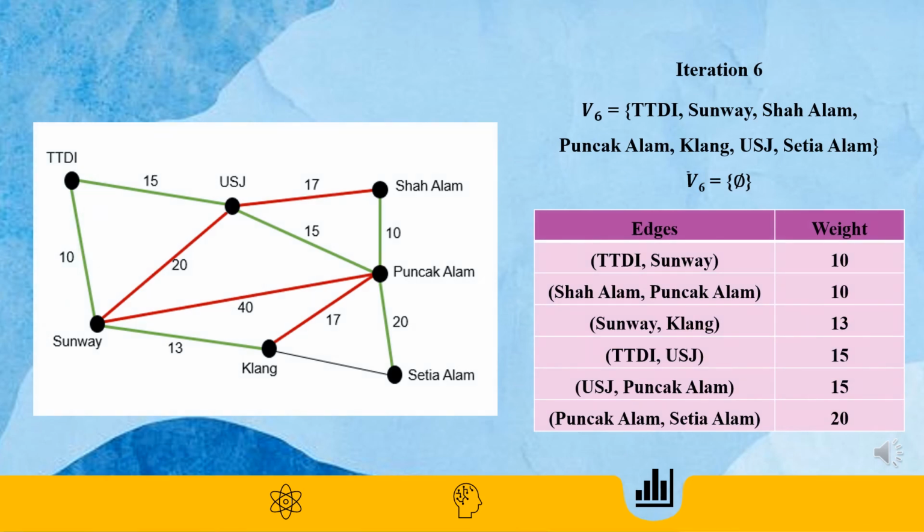Finally, the process concludes with the highlight of Puncak Alam Setia Alam with the length of 20, and there are no more remaining vertices left. Thus, the minimal spanning tree has been completed with the total weight of 83.